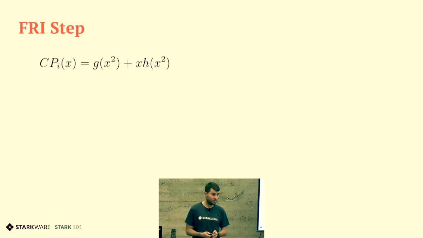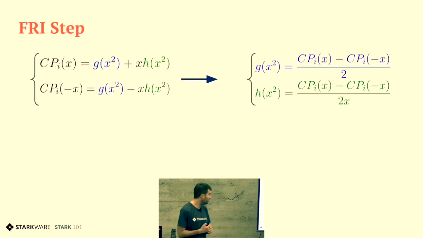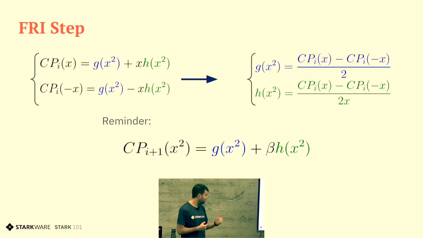The second thing that we want to convince the verifier of is the transition between 2 consecutive FRI layers. As you probably remember, CPI of x is g of x squared plus x times h of x squared. Therefore, CPI of minus x is g of x squared minus x times h of x squared. So if we play a little bit with the elements, we can express g of x squared and h of x squared with only CP of x and CP of minus x. Let us remember that CPI plus 1 of x squared is g of x squared plus beta h of x squared.